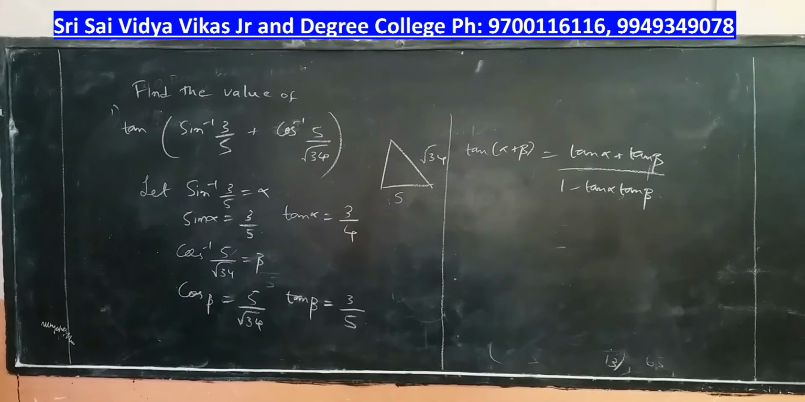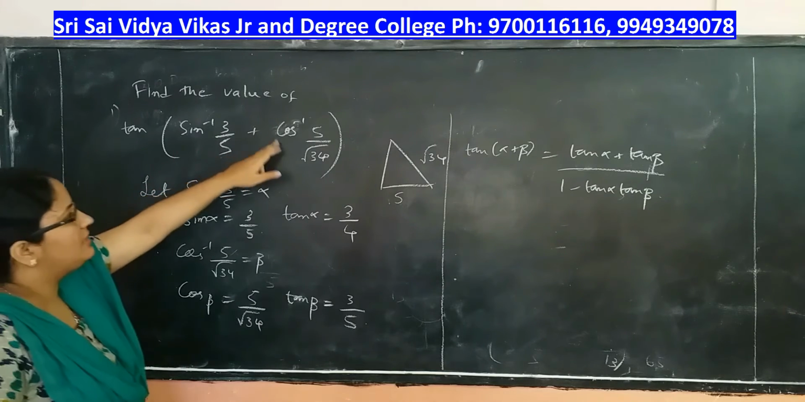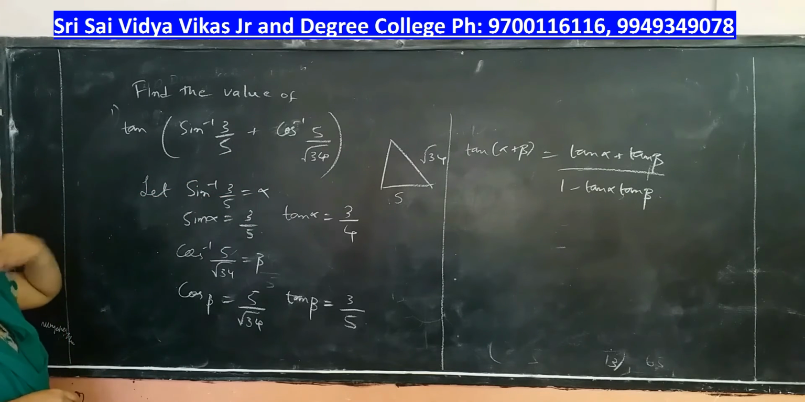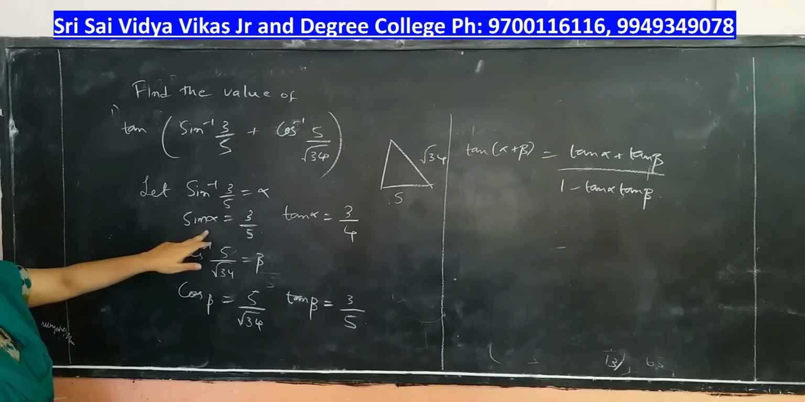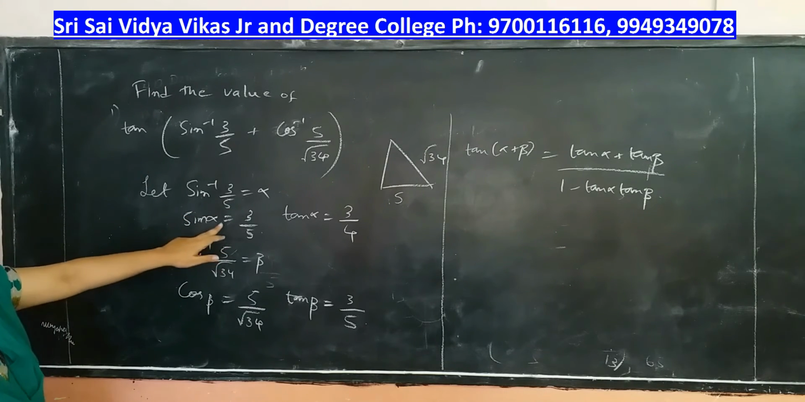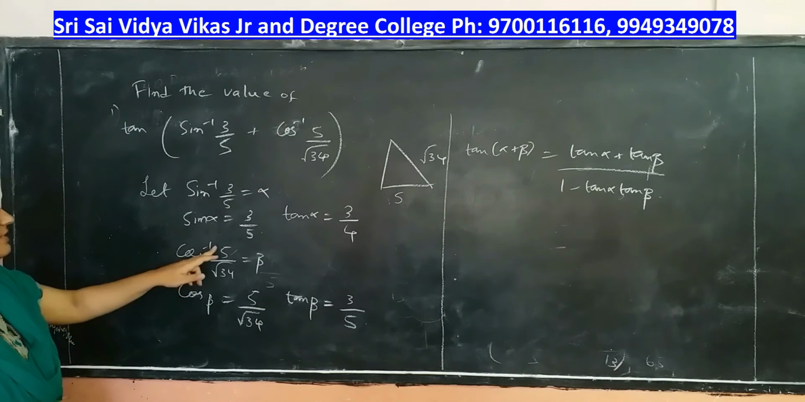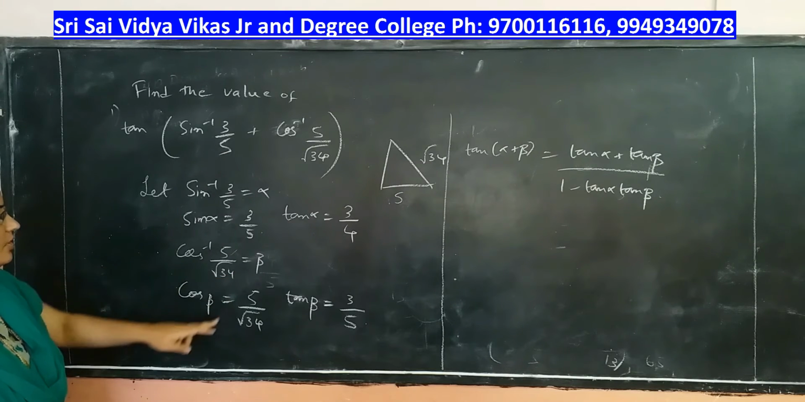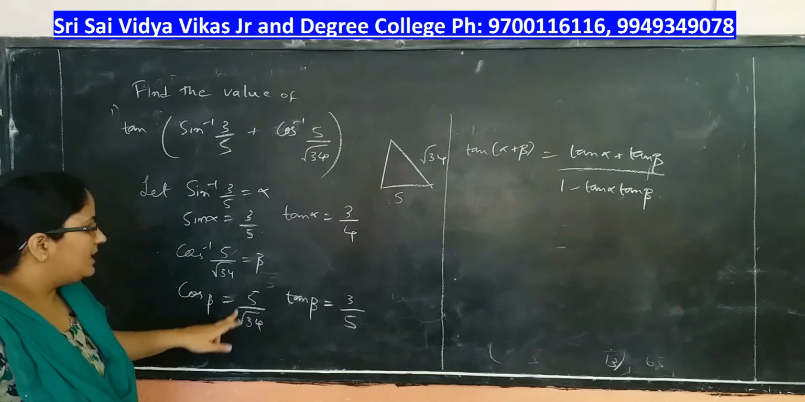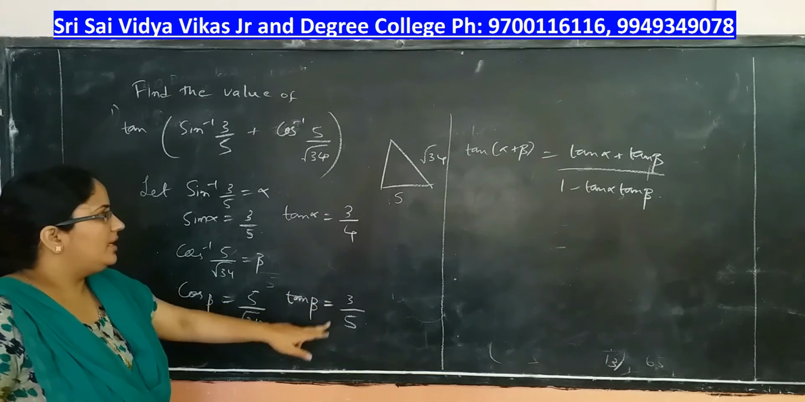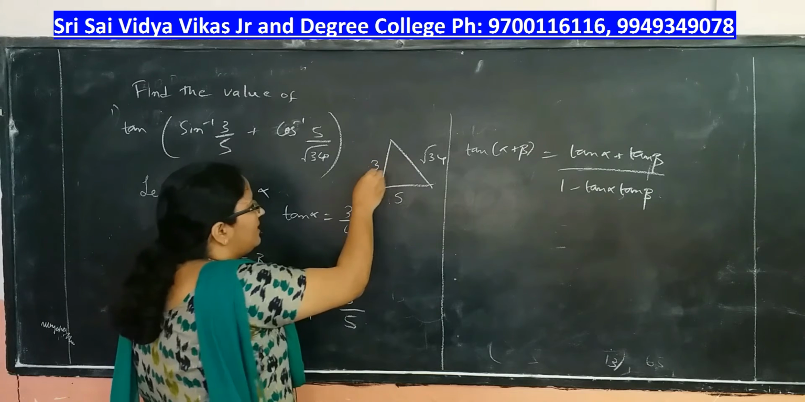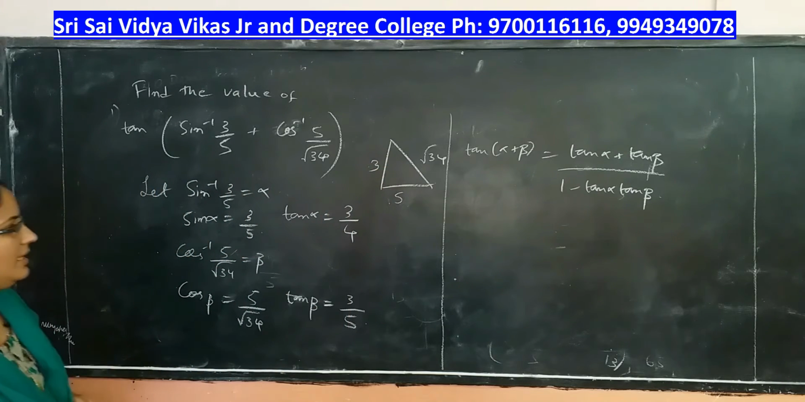The next question that we have is tan of sin inverse 3 by 5 plus cos inverse 5 by root 34. Now let sin inverse 3 by 5 be equal to alpha, sin alpha will be equal to 3 by 5, so tan alpha will be 3 by 4. Similarly, let cos inverse 5 by root 34 be equal to beta. Cos beta will be 5 by root 34. If cos beta is 5 by root 34, tan beta will be equal to 3 by 5. By using Pythagoras theorem, the opposite side will be 3.